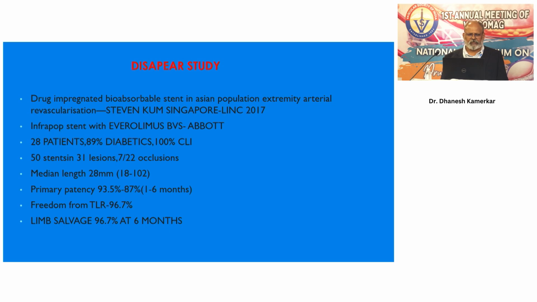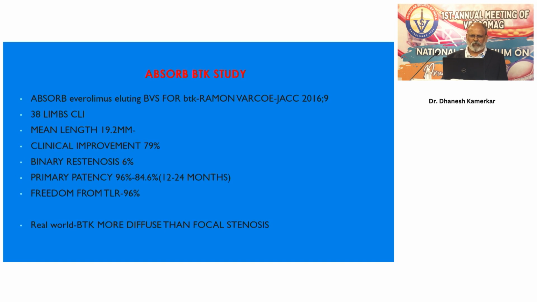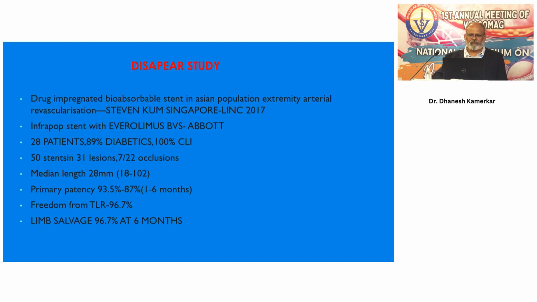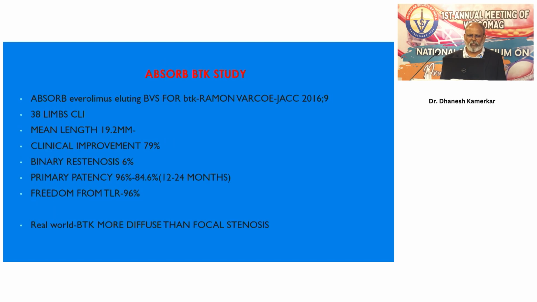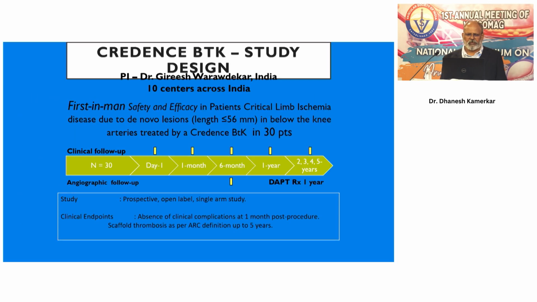This is another study, DISAPPEAR: limb salvage almost 90%, 96% at 6 months, primary patency 93%, at 1 to 6 months. They used bioabsorbable stents in an Asian population. Absorb BTK, we heard about it earlier: everolimus-eluting stents, 38 limbs, freedom from TLR 96%, primary patency 96%. So in the real world, BTK disease is more diffuse than focal stenosis.